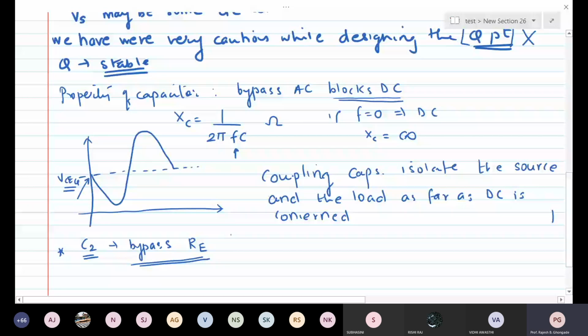If it is not connected, you still don't have a problem while working, but the voltage gain, which we are going to see in a short while, is affected drastically.